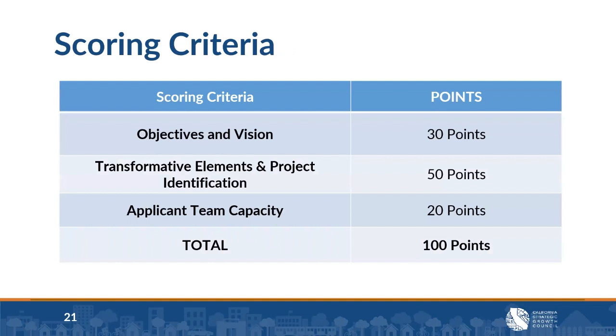Scoring criteria is pretty straightforward. Objectives and vision, 30 points. Transformative elements and project identification, 50 points. And applicant team capacity, 20 points, for a total of 100 points.